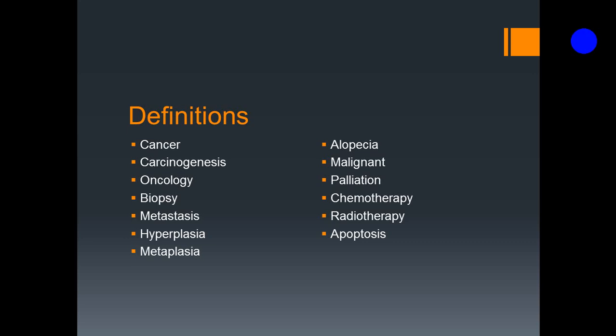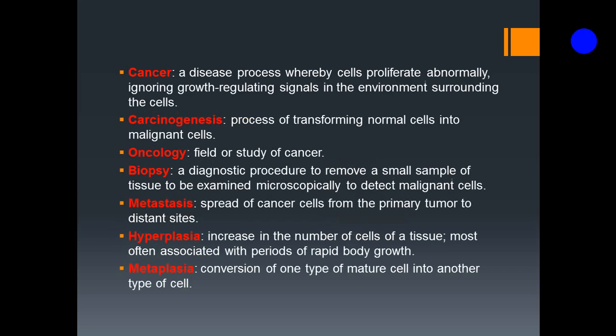Those definitions are cancer. Cancer is a disease process whereby cells proliferate abnormally, ignoring growth-regulating signals in the environment surrounding the cells. Carcinogenesis is a process of transforming normal cells into malignant cells. Oncology is the field of study of cancer.